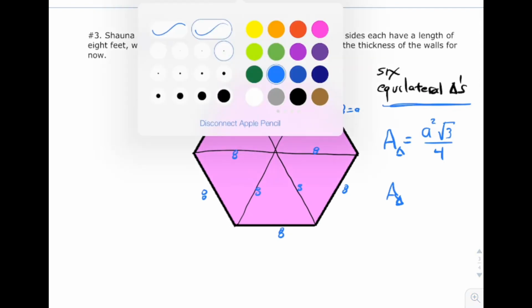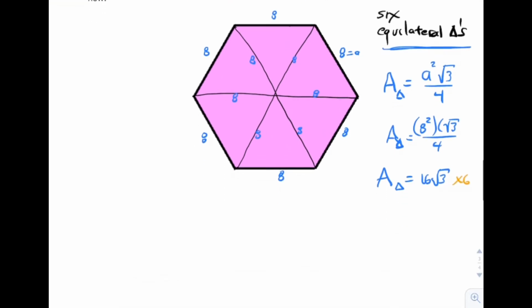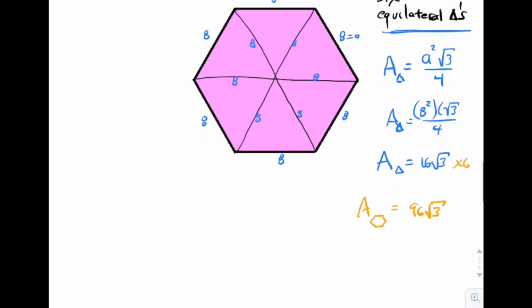Has sides of 8. Each one of them has an area of, put the 8 in there, squared times the square root of 3 over 4. Turns out that simplifies quite nicely to 16 square roots of 3. We have 6 of these triangles, of course, so you'd have to multiply that by 6. And so you get that the total area of the hexagon is 96 square roots of 3. Or if you'd like a decimal out of that, and I bet you would, you'd get about 166.28 square feet using 5 sig figs.